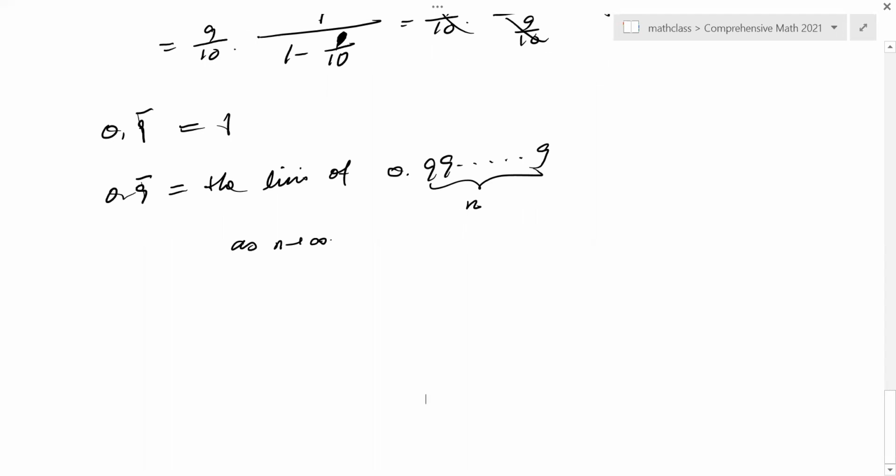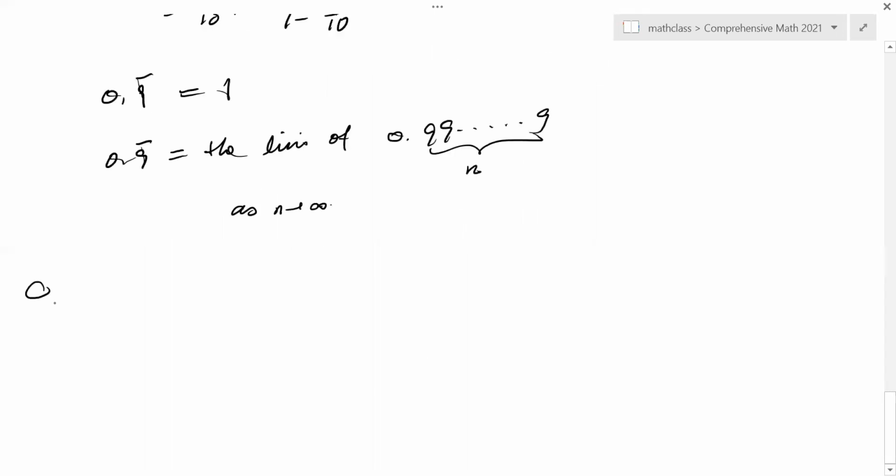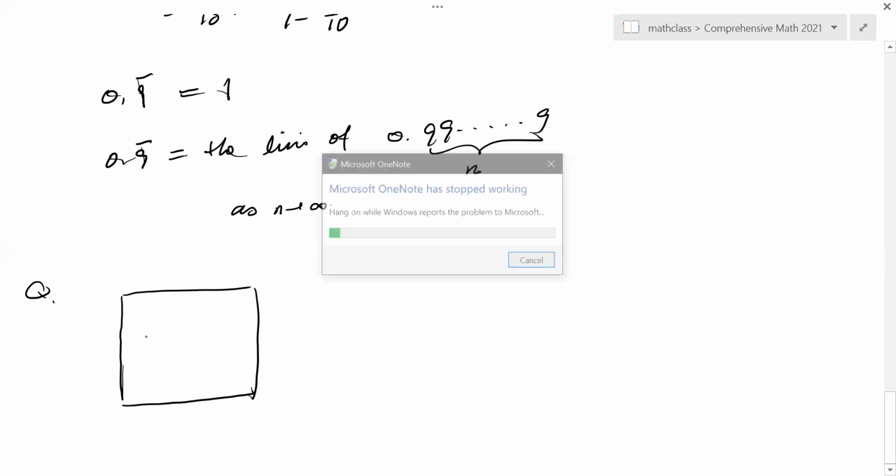So here's a question. You have a unit square, and you divide it into how many?